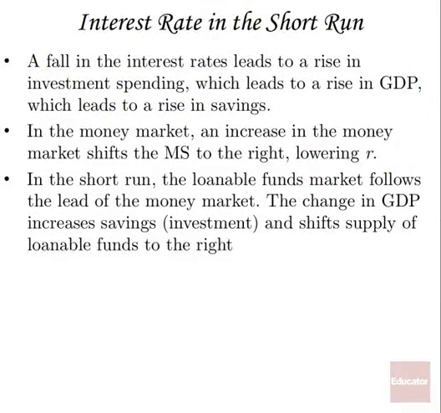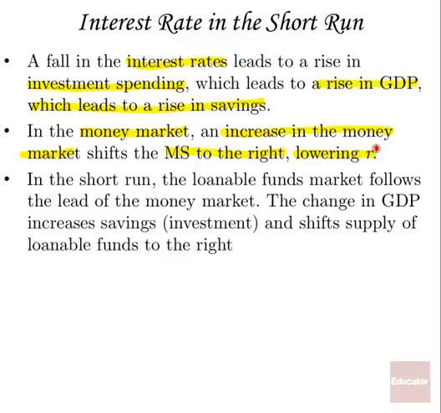All right, so interest rate in the short run, so follow me here. If there's a fall in the interest rates, that leads to a rise in investment spending, okay, which leads to a rise in GDP, which leads to a rise in savings, okay? So what that means here is that in the money market, and we'll graph this in an example later on here, an increase in the money supply is going to shift the money supply curve to the right, which lowers the real interest rates here.